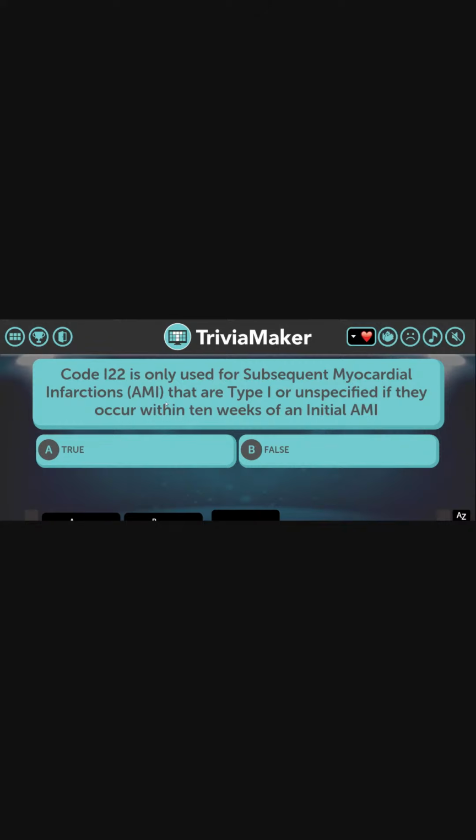Yes, so this one is going to be false. Great job to everyone that got that one right. And especially these people that went the extra mile and put in the chat what made it false, because you would be right. So it says in the guidelines, code I22 is only used for subsequent myocardial infarction, AMI, that are type 1 or unspecified if they occur within 4 weeks of the initial AMI. So 4 weeks, not 10 weeks. That is what makes this one false. So amazing, amazing. Yes, great work. You guys blow me away every time.